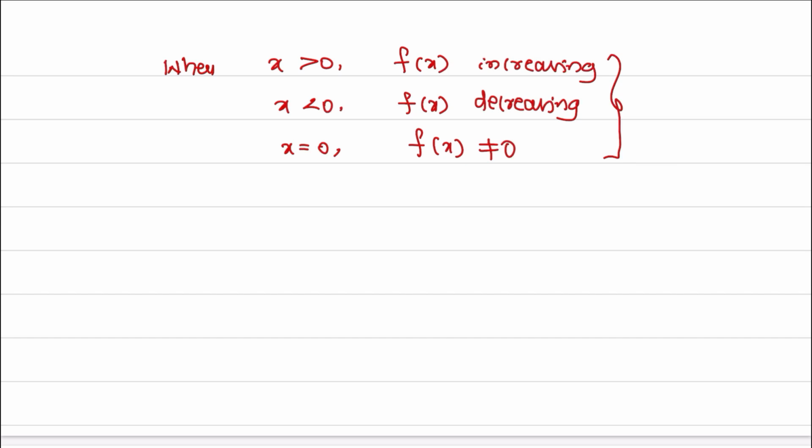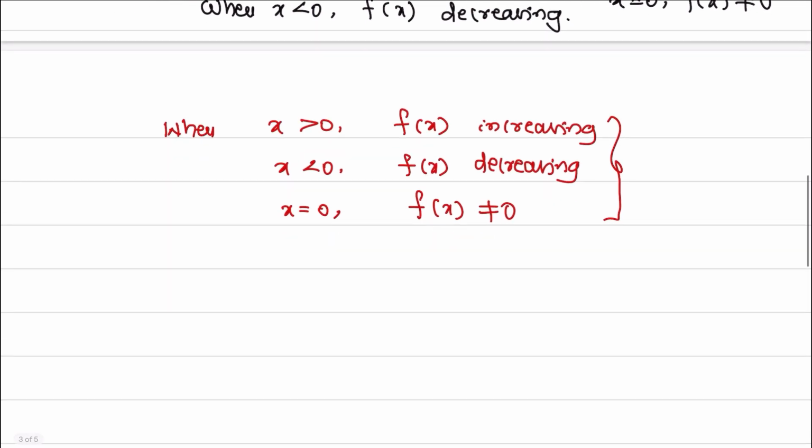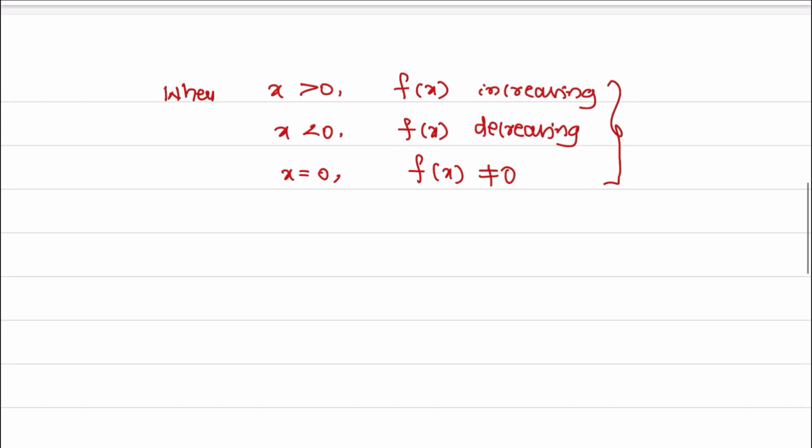That means when x is greater than 0, function f(x) is increasing. That means function f(x) is more than 0. When x is less than 0, function f(x) is decreasing. Function f(x) is less than 0. Here we will write function f(x) is greater than 0, function f(x) is less than 0. Yet at x equal to 0, function f(x) is equal to 1 at any point of time.